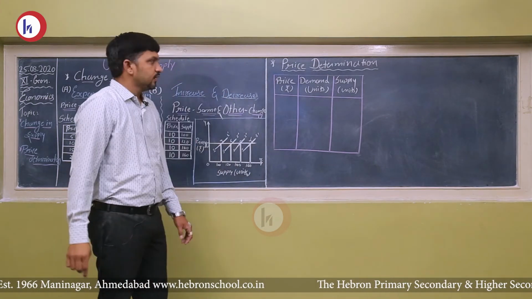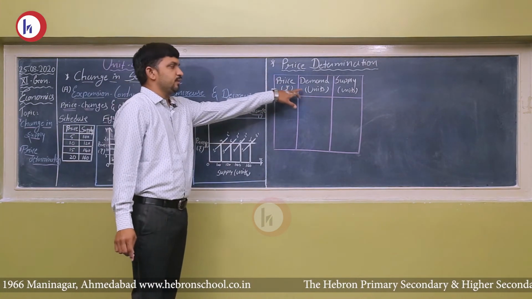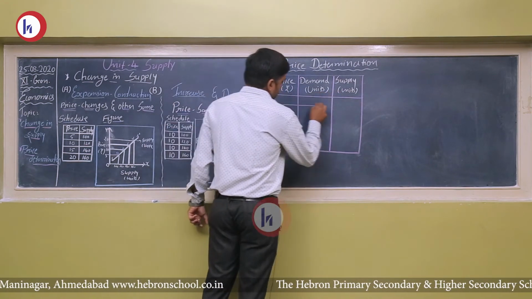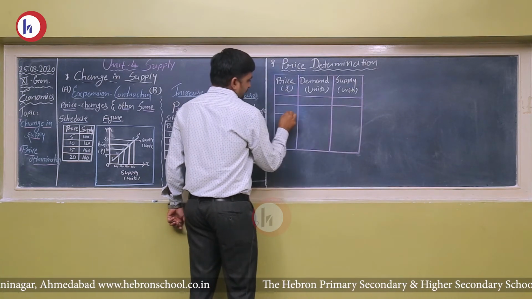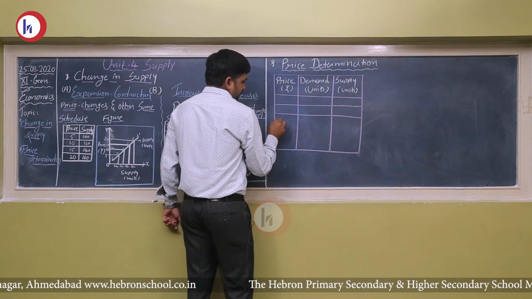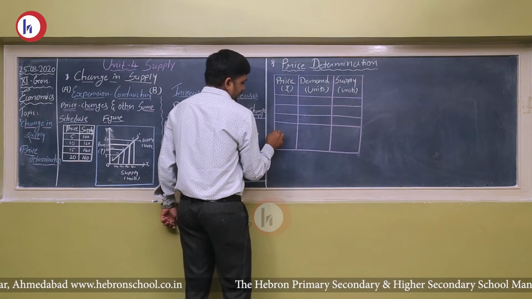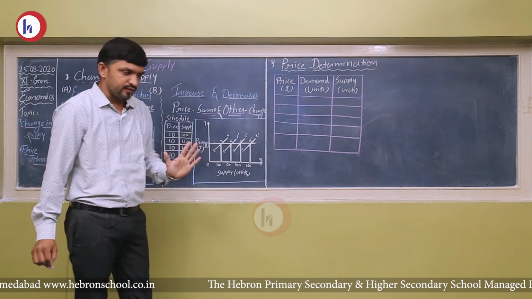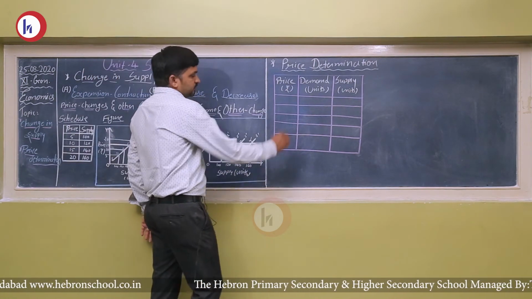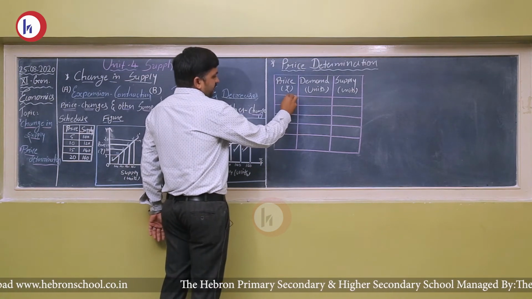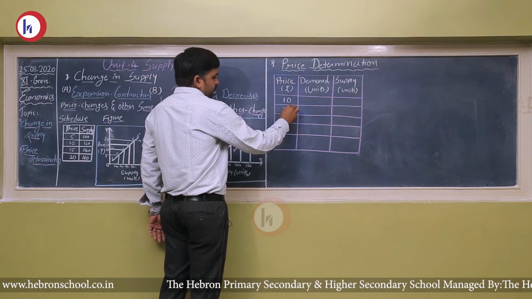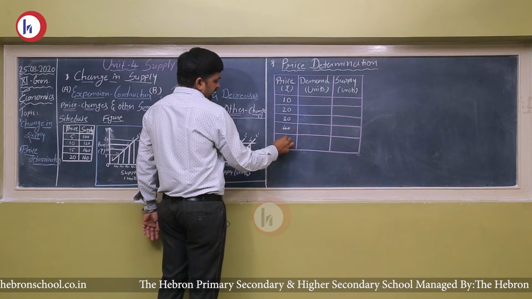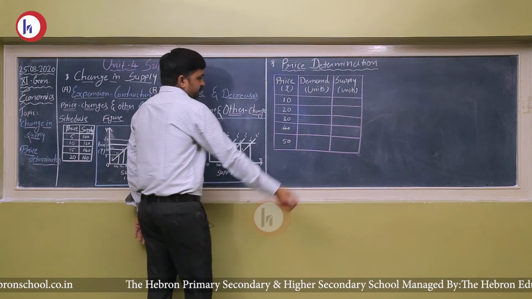Now, price in rupees, demand in units, supply in units. Let us understand this by examining 5 combinations, just 5. Suppose the price of the commodity is 10, then 20, then 30, then 40, and then 50.